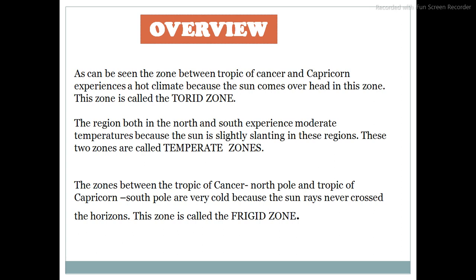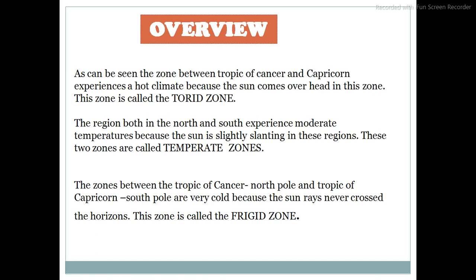So the overview of this presentation, what we had studied in this presentation: we had seen the important heat zones of the Earth. They are three. First, torrid zone, second, temperate zone, and third, frigid zone. Dear cadet, this class and this topic is too easy in nature to understand.